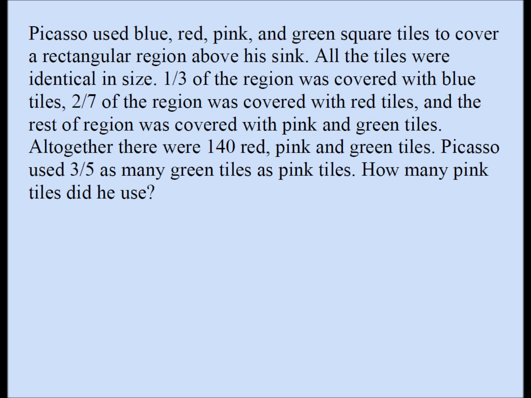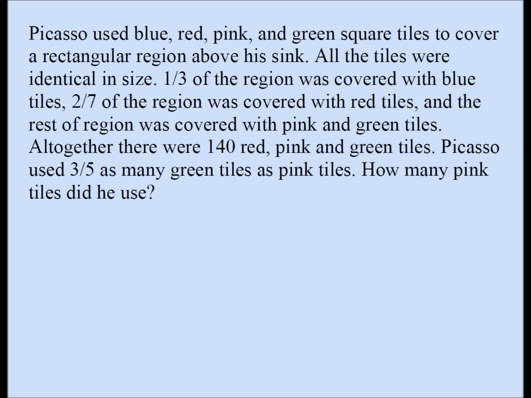Picasso used blue, red, pink, and green square tiles to cover a rectangular region above his sink. All the tiles were identical in size. One-third of the region was covered with blue tiles, two-sevenths of the region was covered with red tiles, and the rest of the region was covered with pink and green tiles.